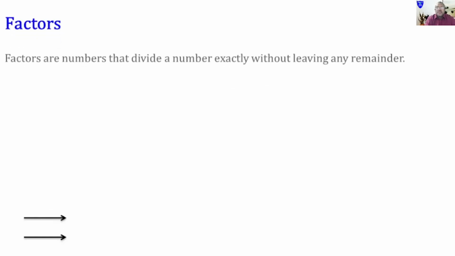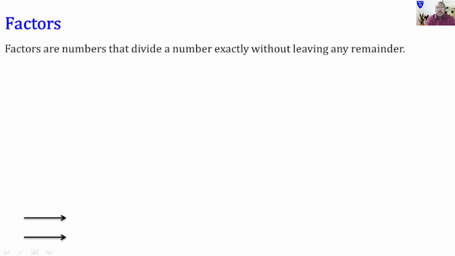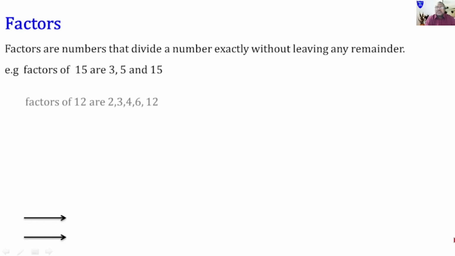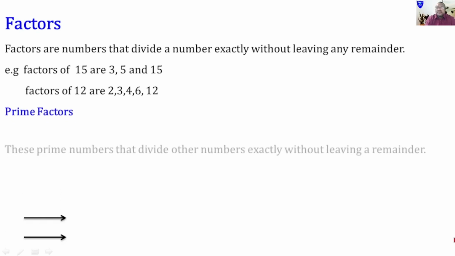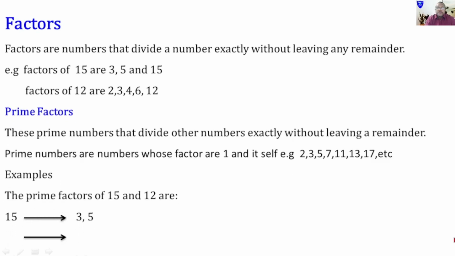Now let's look at the factors, guys. Factors are numbers that divide a number exactly without leaving a remainder. If we look at the factors of 15 there, you've got 3, 5 and 15. These are the only numbers that can divide 15 exactly without leaving a remainder. And then if you look at 12, its factors are 2, 3, 4, 6 and 12. These are the only numbers that can divide 12 exactly without leaving a remainder.